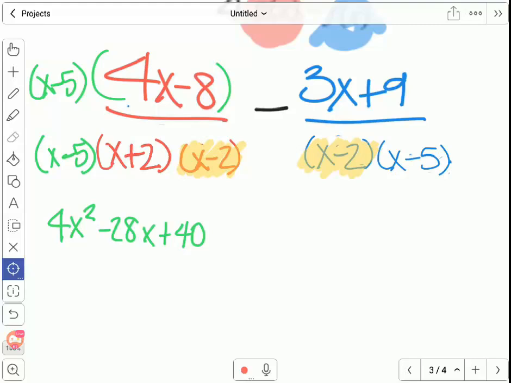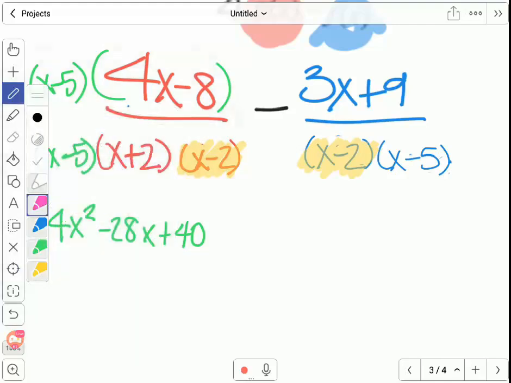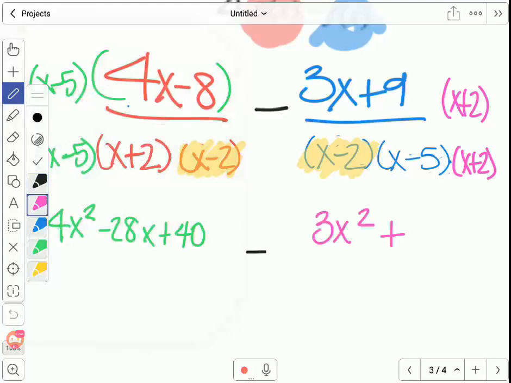And then, okay, on the right side, need a new color here. So let's go with pink. It's a good one. So for this fraction on the right, I need to multiply the numerator and the denominator by x plus 2, so that now my denominators are completely identical. So I'm still going to have that minus sign in the middle. So minus. And then if I do foiling over here, I have 3x squared plus 15x plus 18.